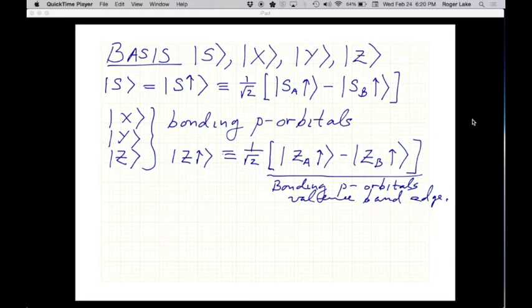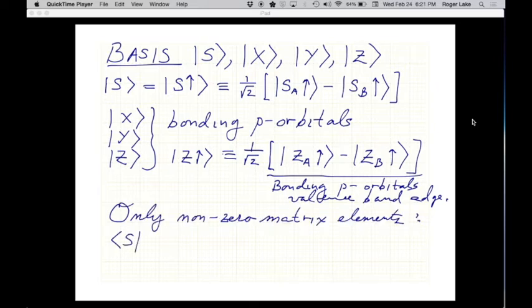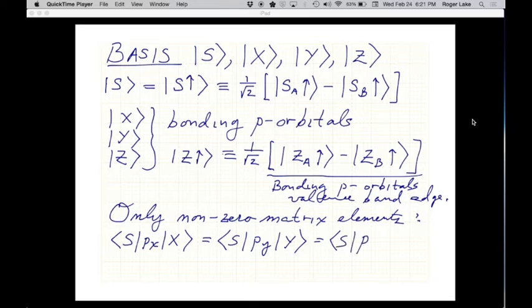And so as we said, the only non-zero matrix elements of this momentum operator are ⟨S|p_x|X⟩, ⟨S|p_y|Y⟩, and ⟨S|p_z|Z⟩.